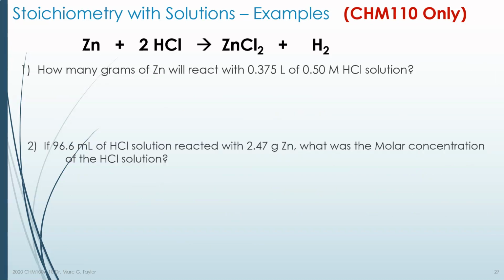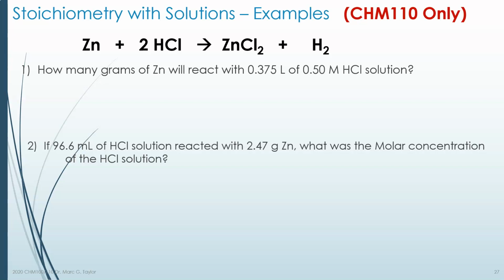So let's look at the exact same chemical reaction, but ask a totally different question. How many grams of zinc will react with 0.375 liters of 0.50 molar, remember that's moles per liter, HCl solution? So this is just the opposite direction. We're starting with liters of a known concentration of HCl, so we can immediately get the moles by multiplying those 2 numbers together. The moles of HCl, remember volume times concentration is moles, but we can use it as conversion factors, and I'll show you how to do that.